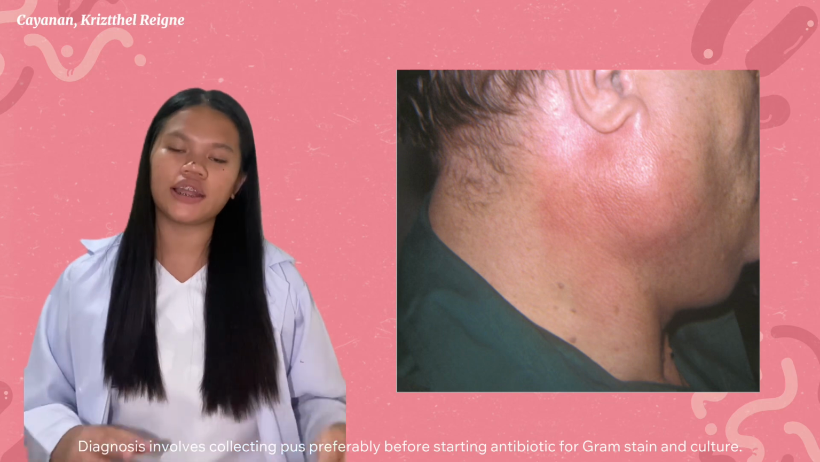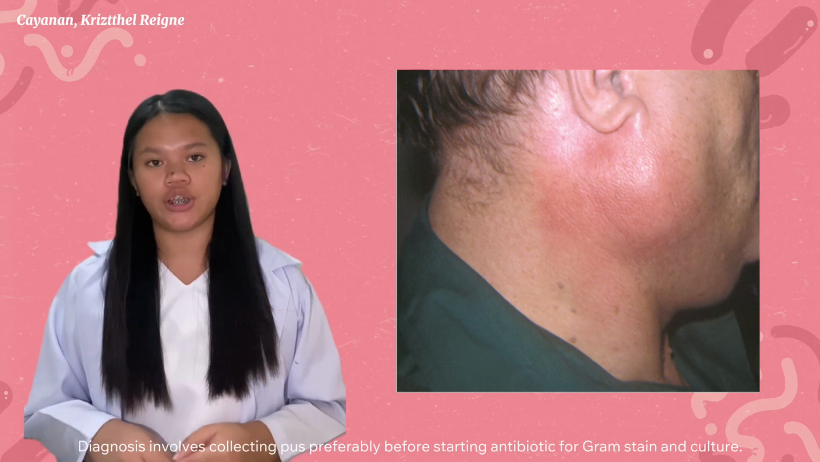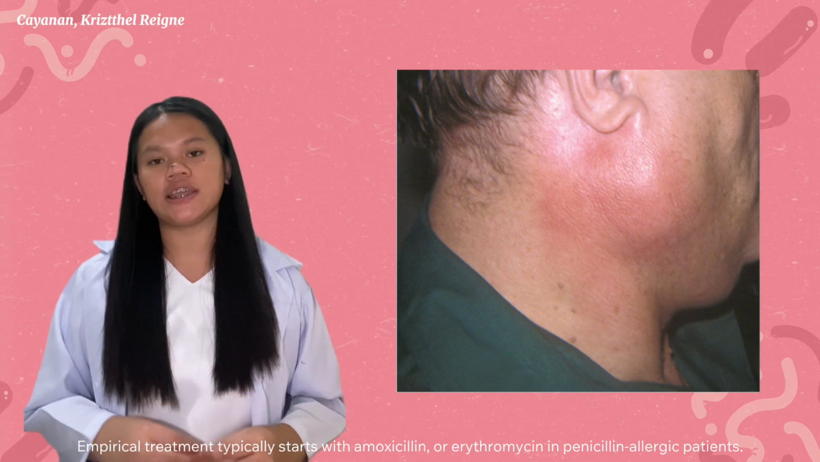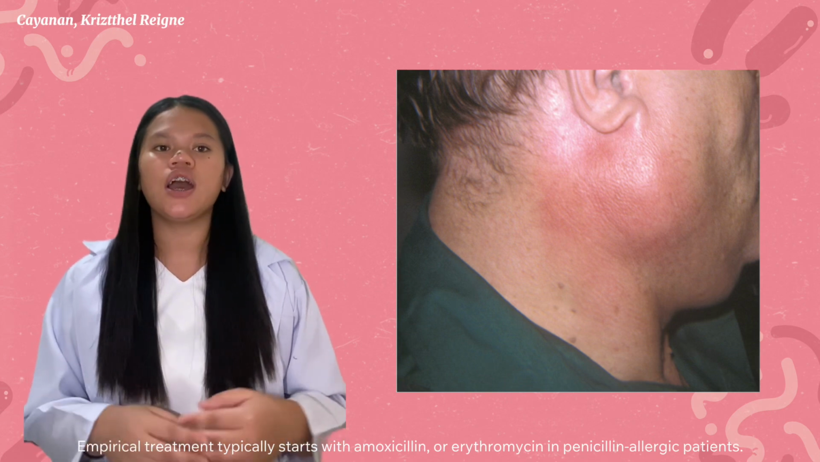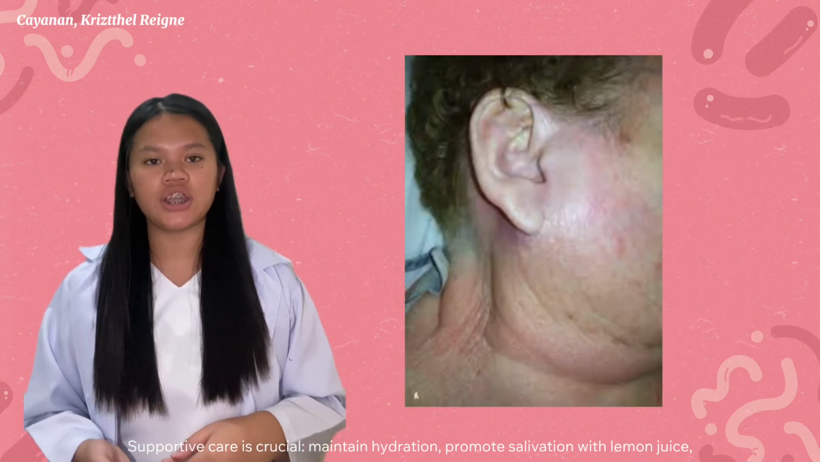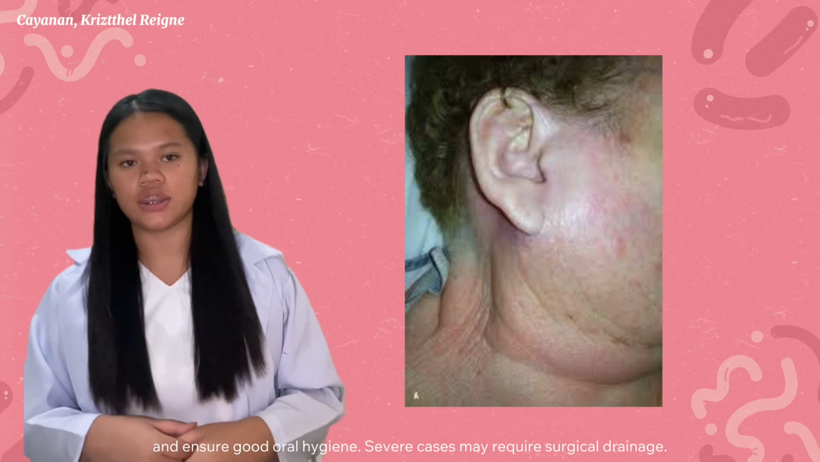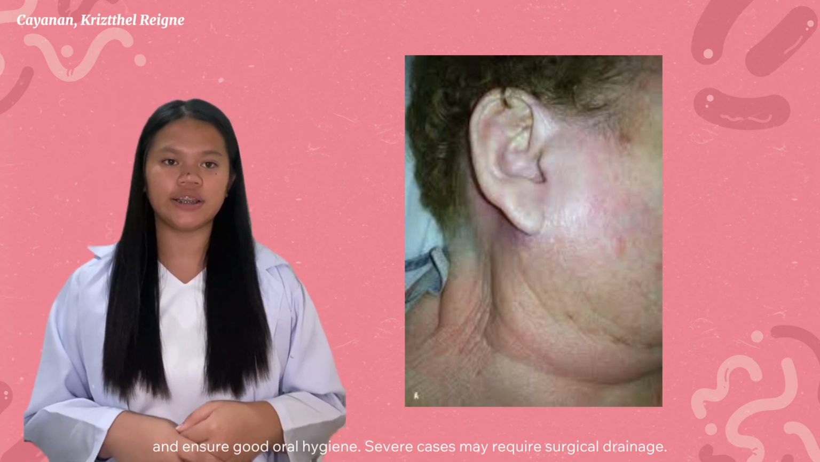Diagnosis involves collecting pus, preferably before starting antibiotics, for Gram stain and culture. Empirical treatment typically starts with amoxicillin, or erythromycin in penicillin allergic patients. Supportive care is crucial. Maintain hydration, promote salivation with things like lemon juice, and ensure good oral hygiene. Severe cases may require surgical drainage.